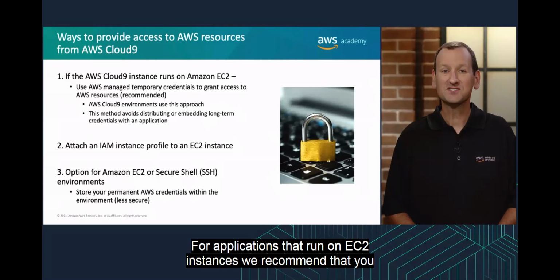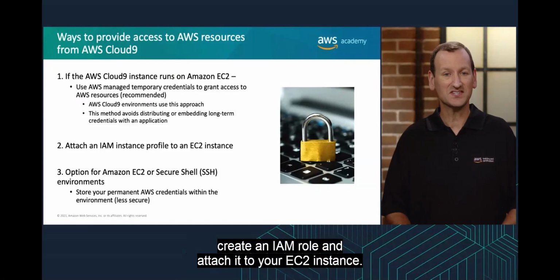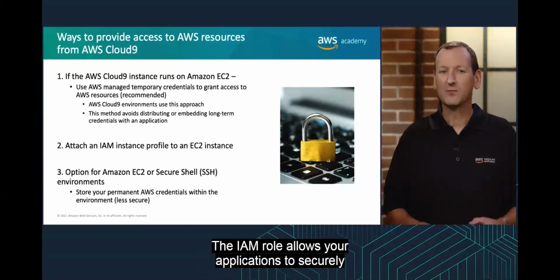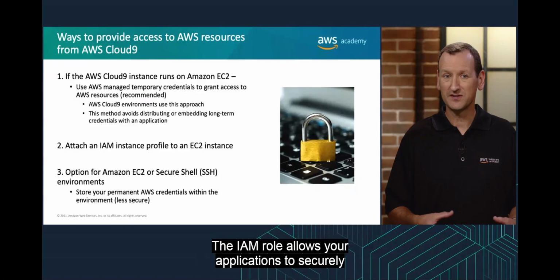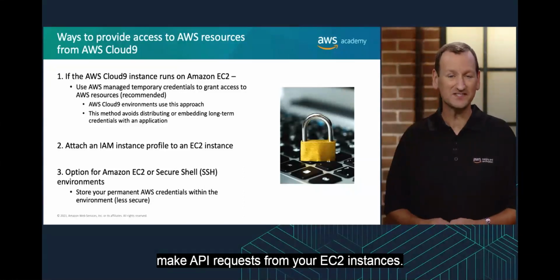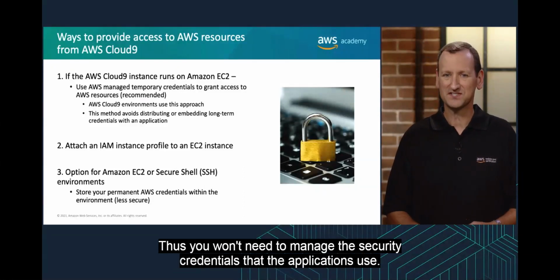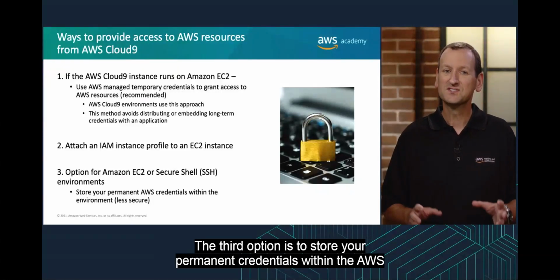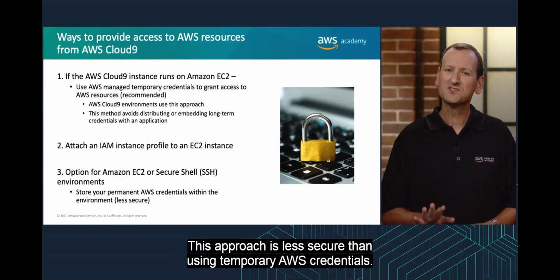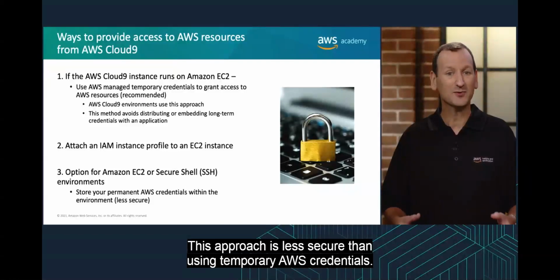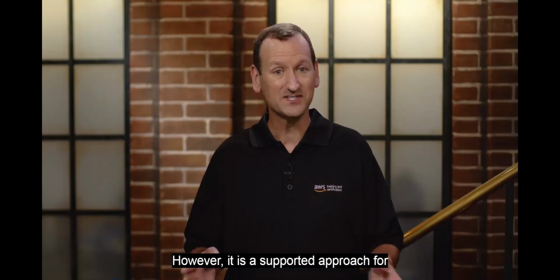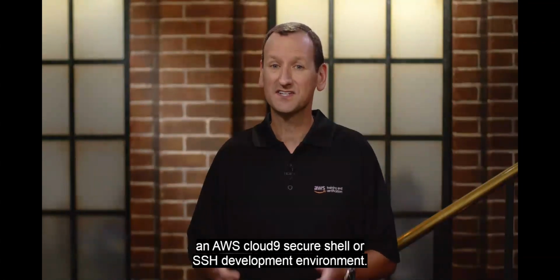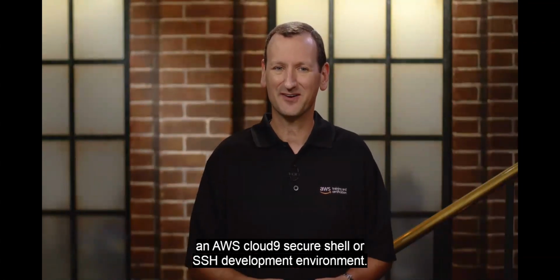For applications that run on EC2 instances, we recommend that you create an IAM role and attach it to your EC2 instance. The IAM role allows your applications to securely make API requests from your EC2 instances. Thus, you won't need to manage the security credentials that the applications use. The third option is to store your permanent credentials within the AWS Cloud 9 environment. This approach is less secure than using temporary AWS credentials. However, it is a supported approach for an AWS Cloud 9 Secure Shell, or SSH, development environment.